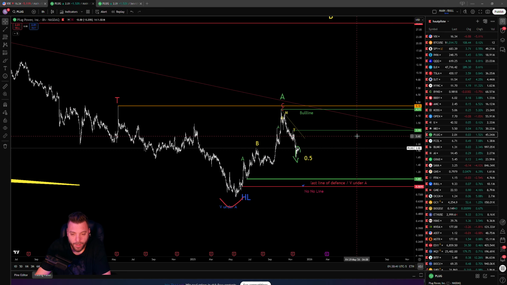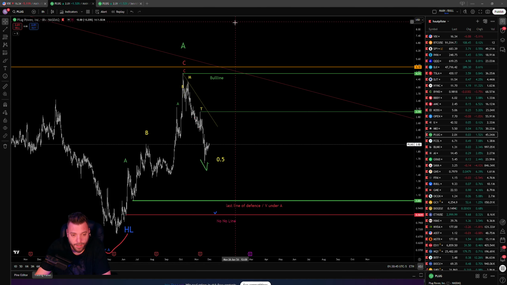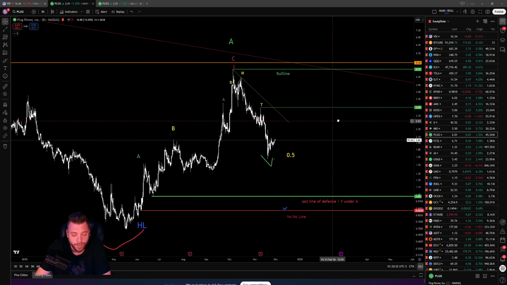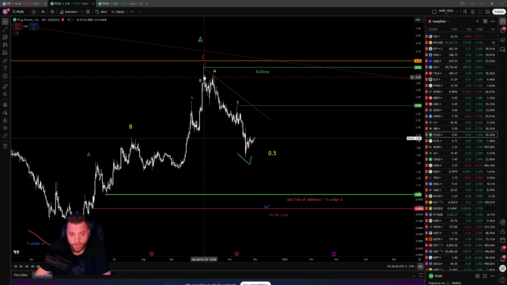For plug, it's a little bit different because it could be already finished. The A pullback could be already finished because we already did our little C, our lower high, our midpoint, our T. Here's the 0.5. We fell under it, but that's okay.